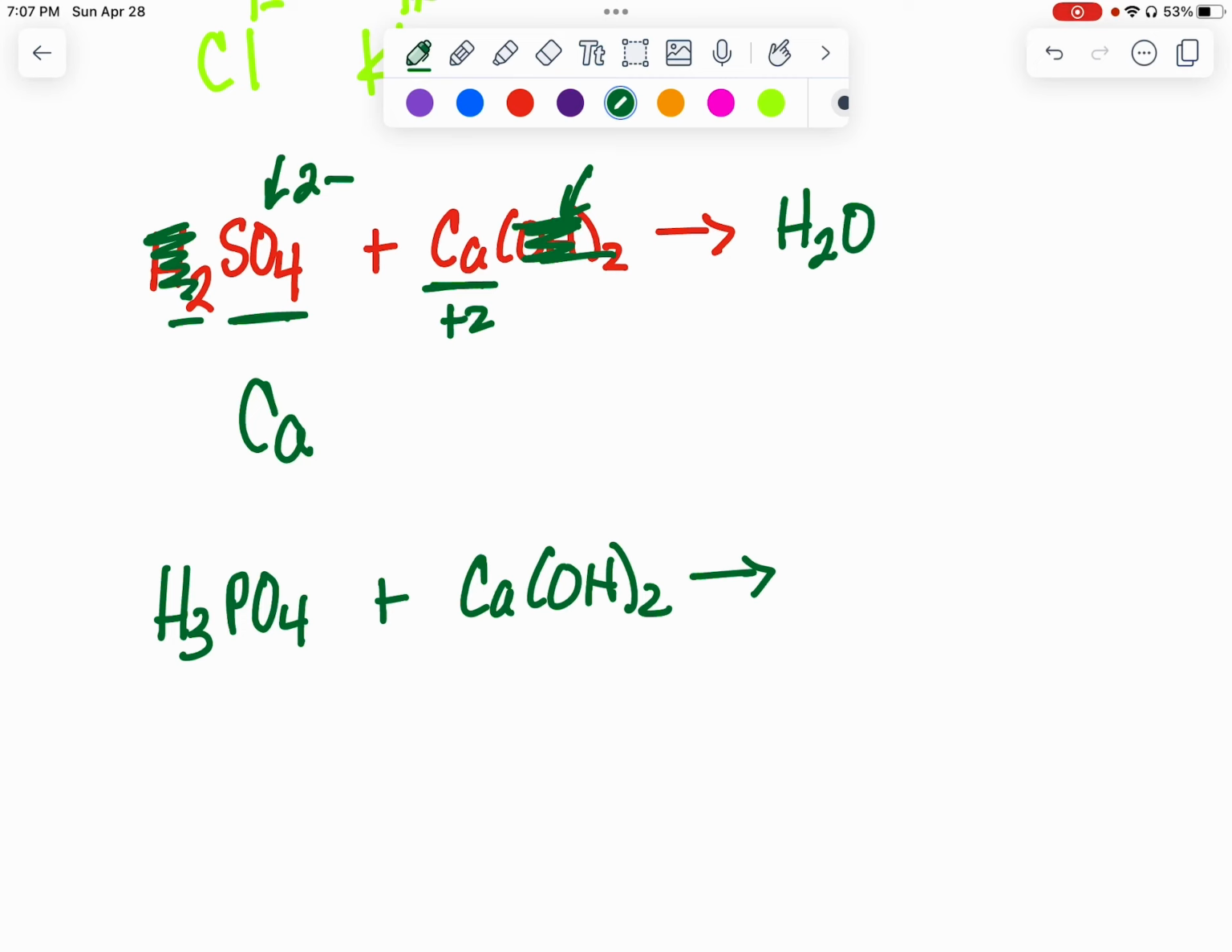So what do we have? We have calcium, that's a 2. We have sulfate, that's a 2. Notice they're going to cancel out. So you just get calcium sulfate.